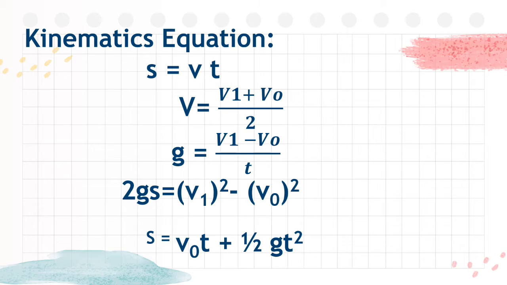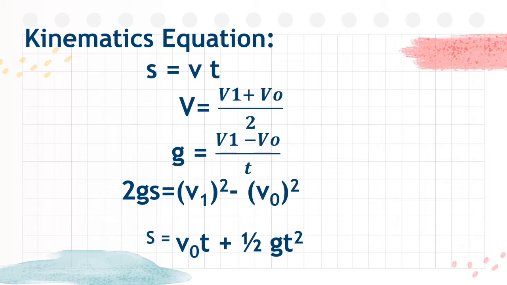So here are our kinematic equations. Kinematic equation number 1: distance is equal to the product of velocity and time. Kinematic equation number 2: velocity is equal to the average of final velocity and initial velocity. Kinematic equation number 3: acceleration due to gravity is equal to final velocity minus initial velocity all over time.